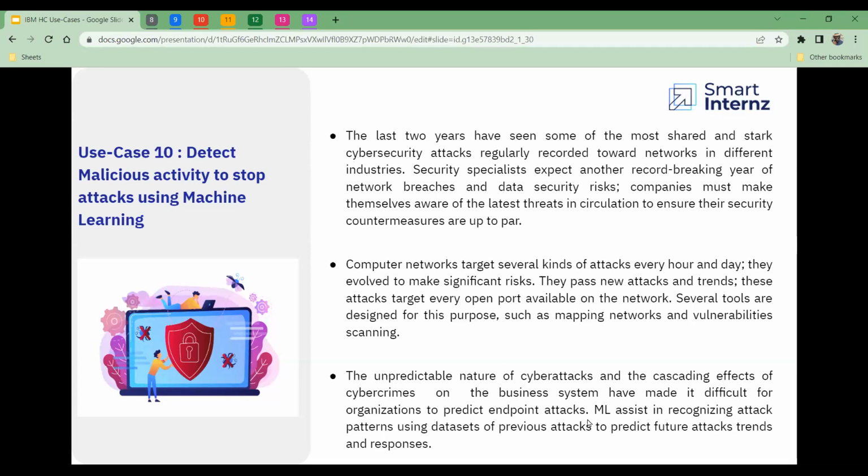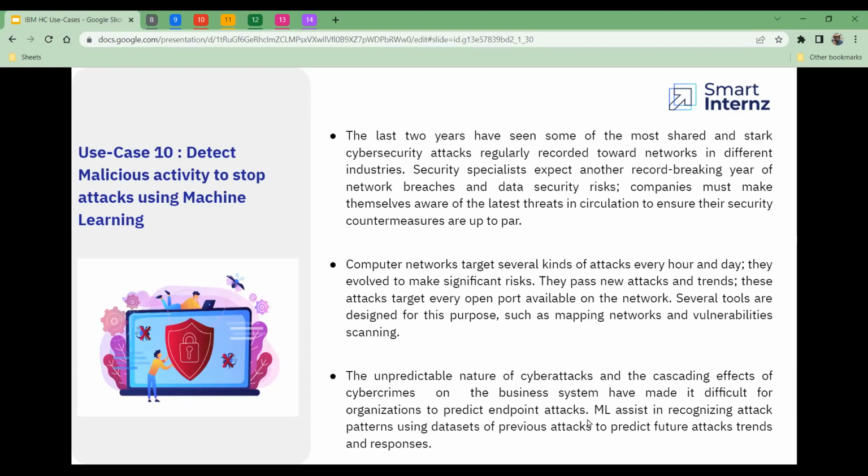So we can use machine learning to detect malicious activity based on the previous data we have. What if there is a simple tool that will solve a lot of problems for industries that are getting into malicious activity or attacks that are happening? So that's why we can use machine learning to detect these. That would solve a lot of problems for all these people.